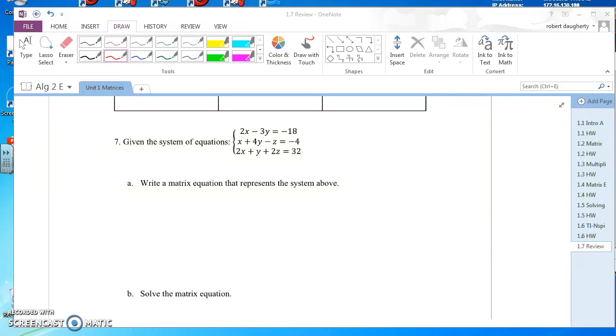So problem 7, system of equations. This is a 3 by 3. We'll be able to use our calculator. But first it says to write a matrix equation.